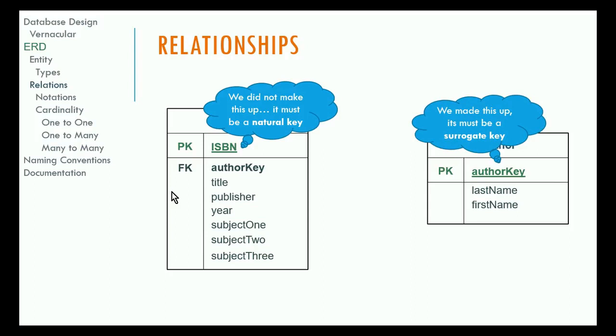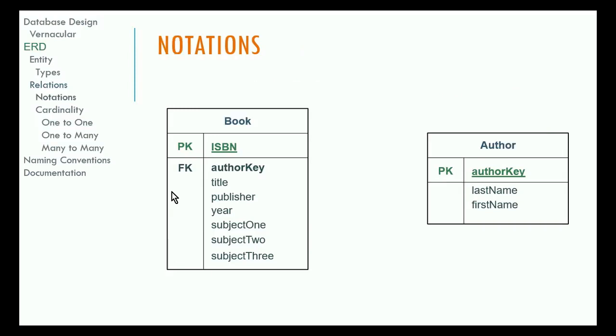So I made that up. That's the primary key. It uniquely identifies an author, but there isn't anything inherently unique about an author, so I had to make something up. So that is a surrogate key. So it's a good example of a surrogate key.